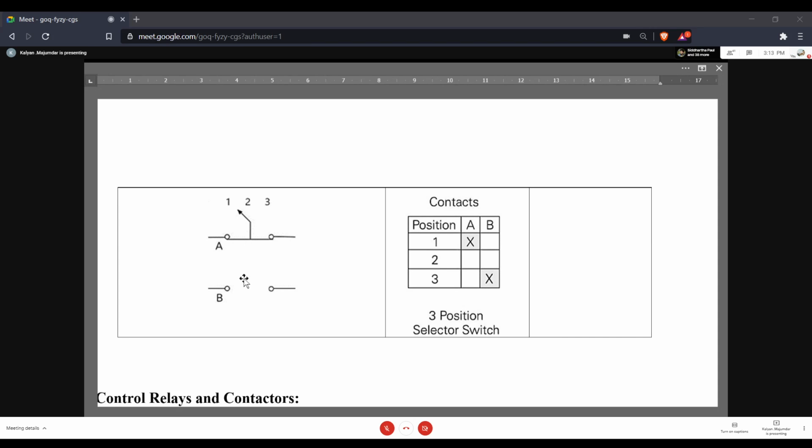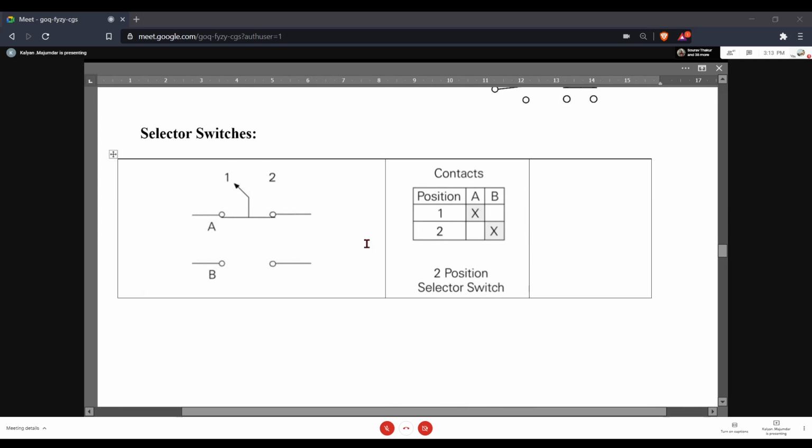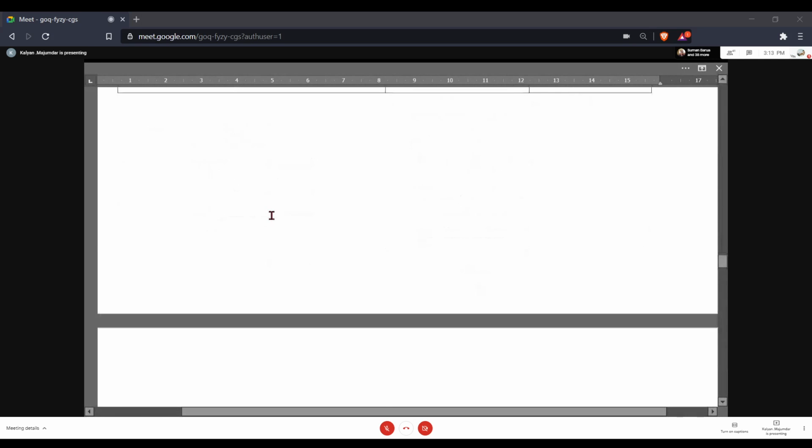But with selector switches, you're selecting one out of many possible options, whatever those options might be. This is an example where you have 3 options, and you're selecting one of the 3. Here you're selecting one of the 2 options. There could be more options, 4, 5, and so on. So this selects one out of multiple options available in an electrical circuit. So that's all about switches.